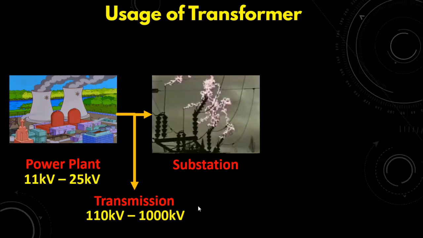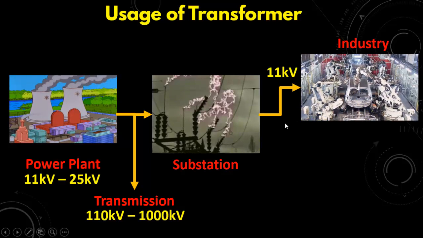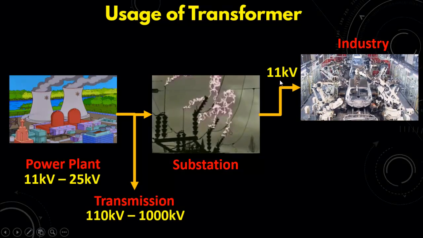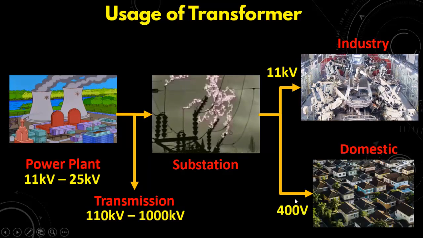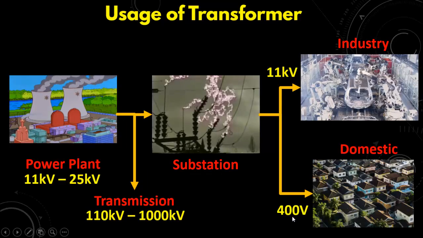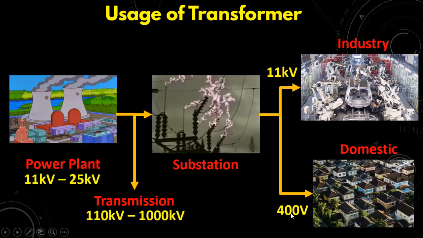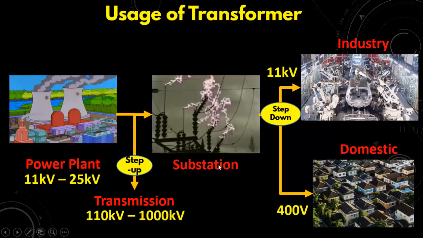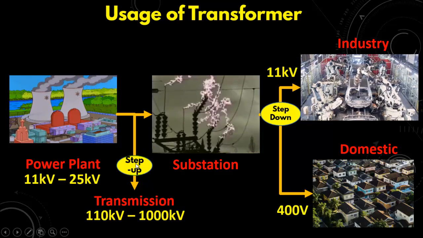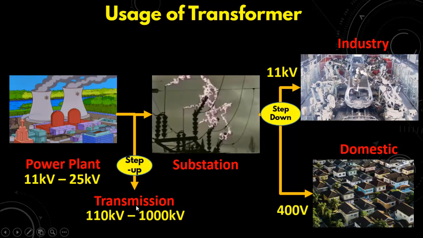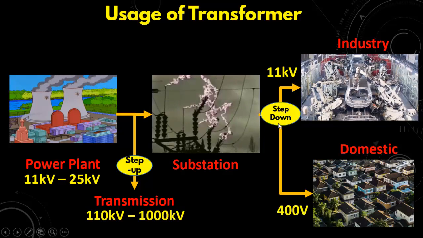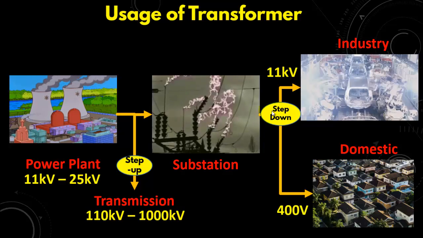This transmission voltage is handled in the substation, which is used to step down the voltage to 11 kV or another voltage for the industry, and also to 400 volts or 220 volts for domestic uses. So you can see here that the transformers are used as a step-up transformer to step up the voltage in the transmission phase, and then it acts as a step-down transformer for the distribution phase.